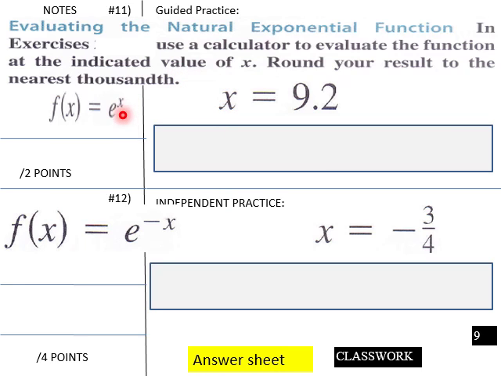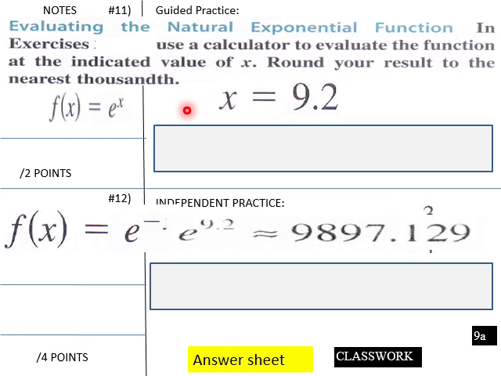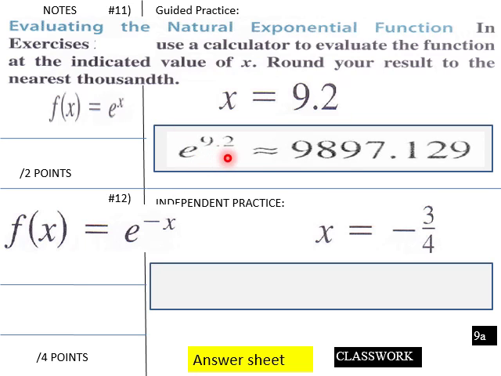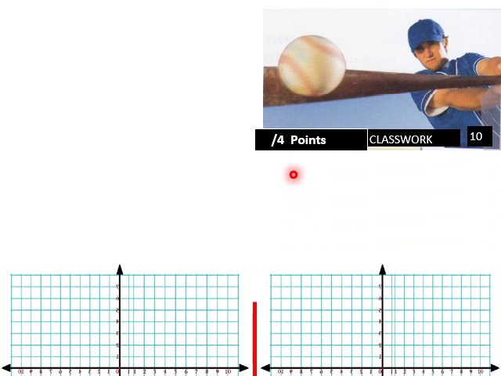So when we go e to the x, and x is 9.2, what would that look like? Well, for that, we would enter e to the 9.2, and you should get 97.129. That should show up in your calculator if you're entering it correctly. And then for down here, you have a negative x, and then your x would be -3/4. I would use parentheses here, students, for that one. Okay, on to our next example here.